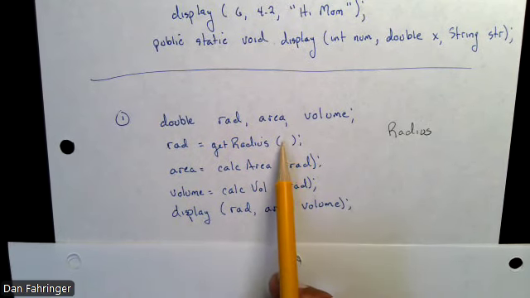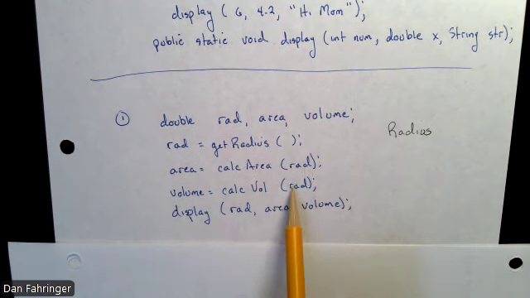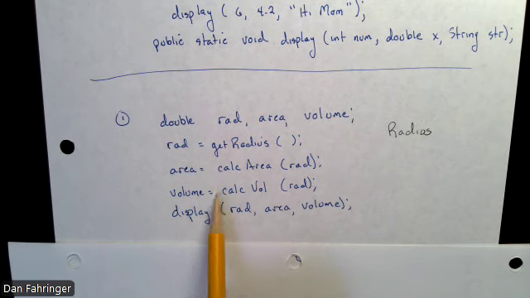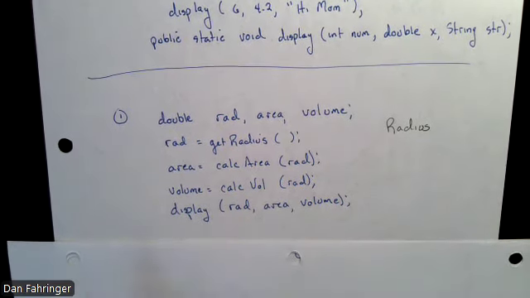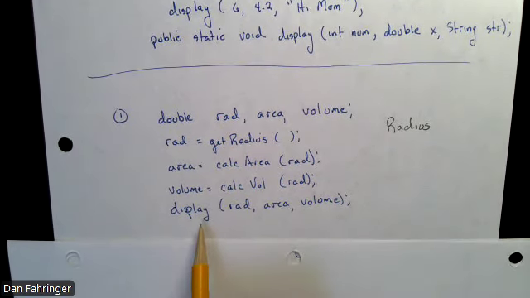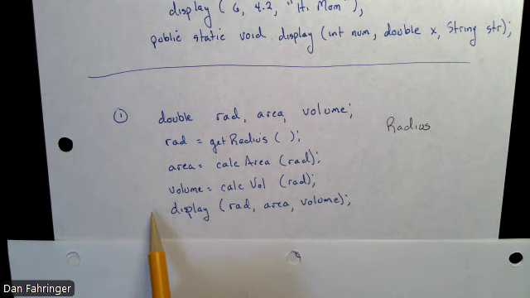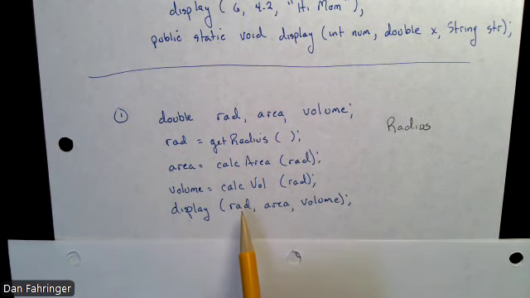So I'm starting out with 3 value returning methods. This one does not have an argument. These 2 have arguments. You notice they're value returning and we're assigning them somewhere. This 4th one, display, is a void method. Nothing's being returned. What are my arguments? Rad, area, and volume.